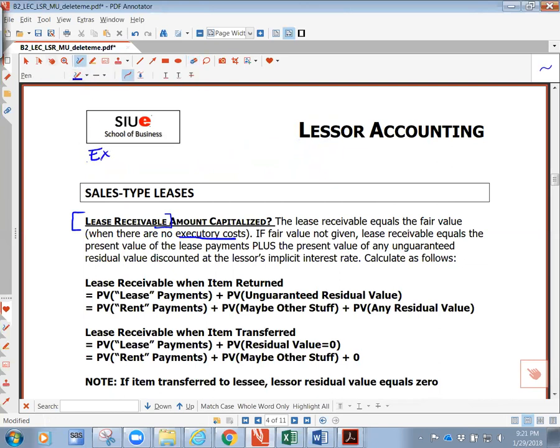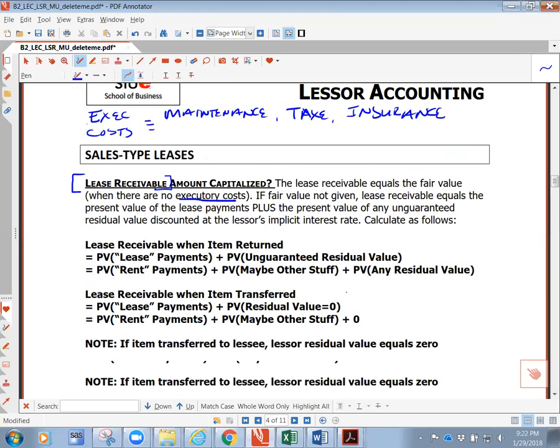Okay, so executory cost: maintenance, taxes, insurance. There might be others, but those are the big three. Maintenance, stuff that when you own it is a periodic expense. But sometimes you might get into a car lease and they say it's $350, including $50 a month for insurance, right? So the executory cost could be included in the lease payment.